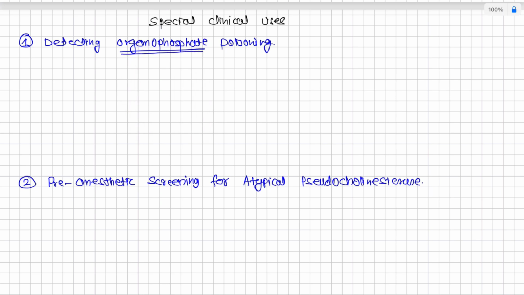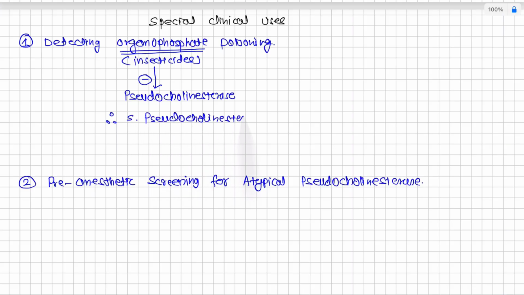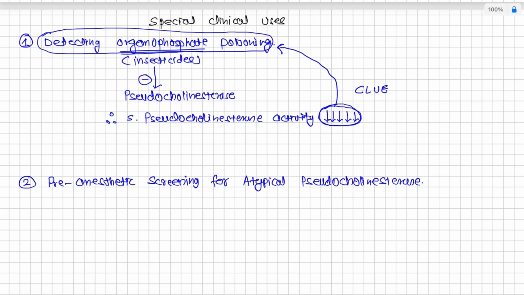Organophosphate compounds, which are commonly found in certain insecticides, inhibit this enzyme, that is pseudocholinesterase. So if someone is exposed to this toxin, their serum pseudocholinesterase activity is reduced drastically, and such very low activity becomes an important clue for diagnosing organophosphate poisoning.